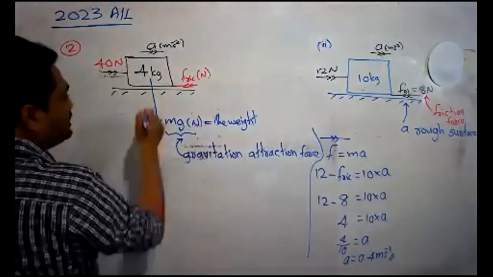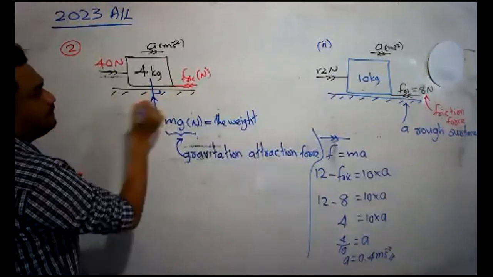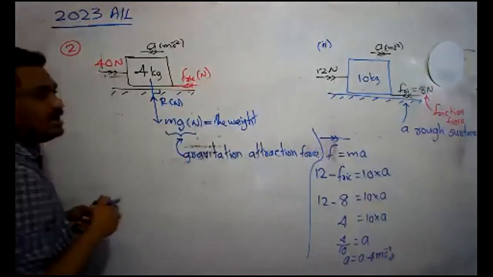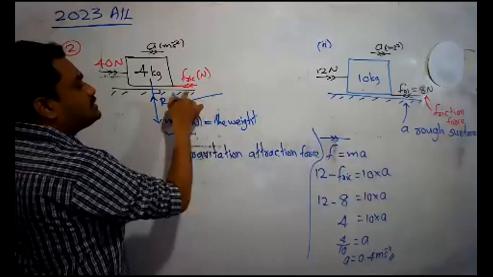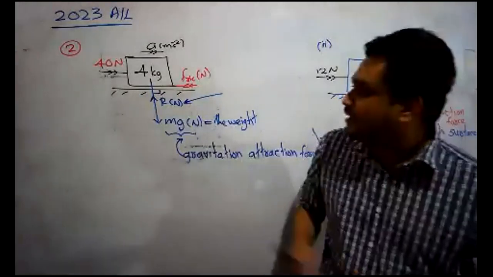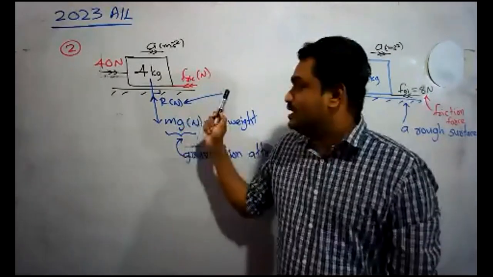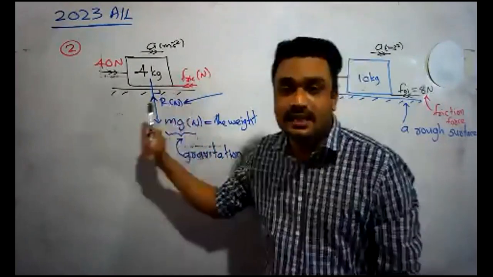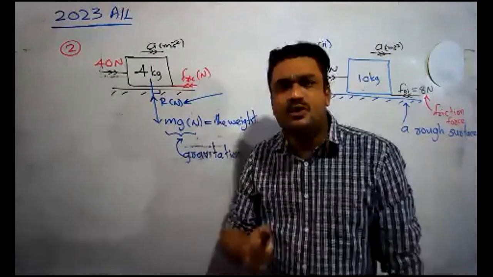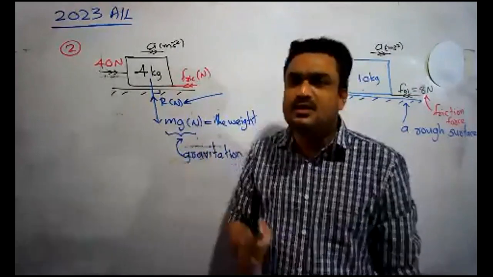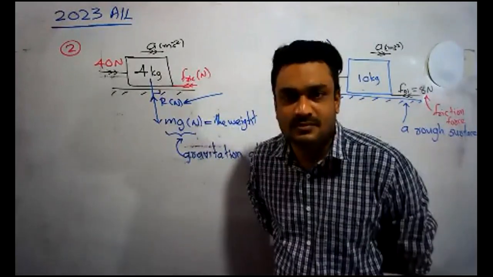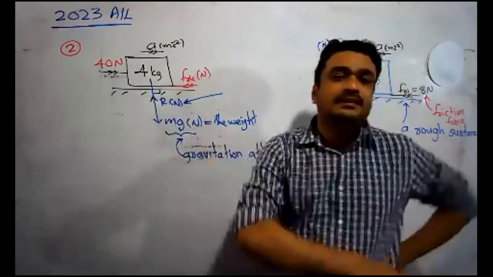Then who gives this R force, dear? This R Newton force is perpendicular to the surface. Who gives this R force? Somebody please tell me. Surface. Very good. R force is given by the surface. Why is it called normal reaction force? Why is it called normal?